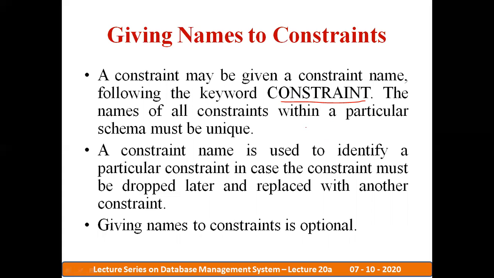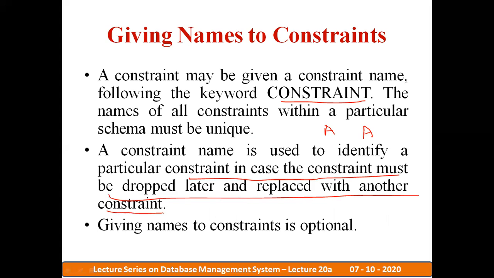For example, if I write a constraint A, you can't have the constraint A once again in the same schema. The same schema means, if you are taking the company schema, then in the company schema all the constraint names should be unique. There cannot be repetition of the constraint names. A constraint name is used to identify a particular constraint in case the constraint must be dropped later and replaced with another constraint.